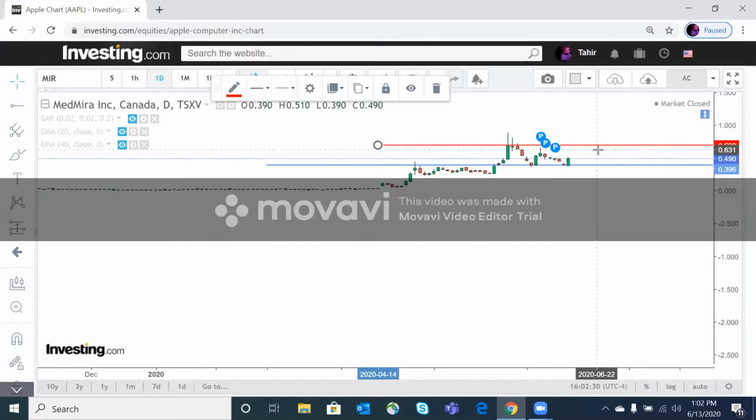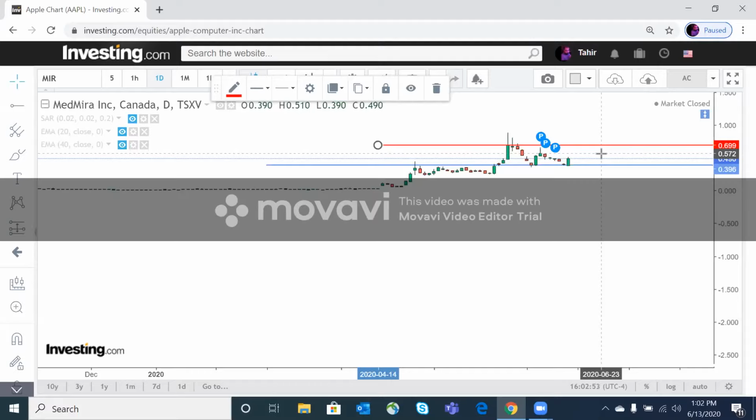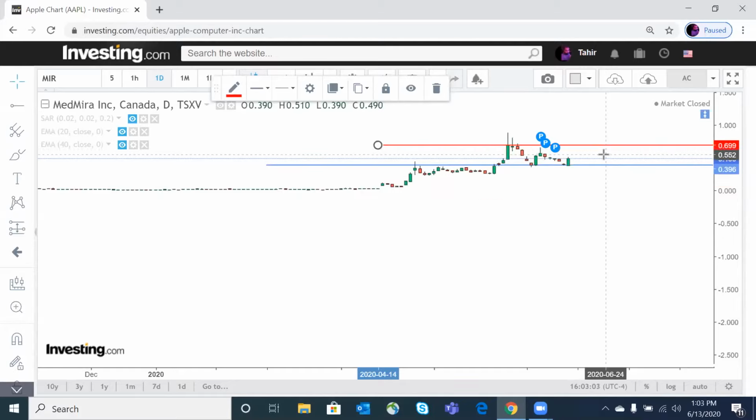But this one shouldn't be your target. Your target should be 0.64 or 63, your current, you can say immediate target. If you talk about immediate target, by the way, it is 0.57. So it will hit 0.57 and then it may start falling down or start resisting at that point before it goes further up. So you can set your target at max at 0.64 or 63. Or if you want to realize it early, you can realize your profit at 0.57 as well.